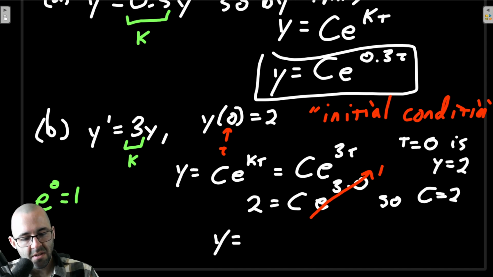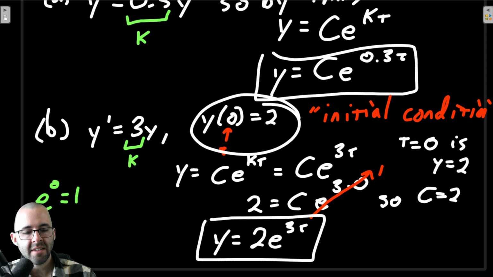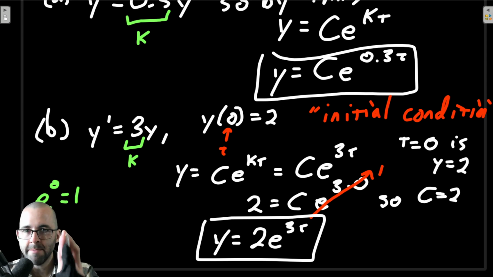So of all the functions, rather, that satisfy this requirement, there's only one: 2 e to the 3t. And we can check our answer. If I take the derivative of this function, is it 3 times the original function? It will be. When t equals 0, is this function equal to 2? It will be. You don't trust me? Go ahead and check it yourself.